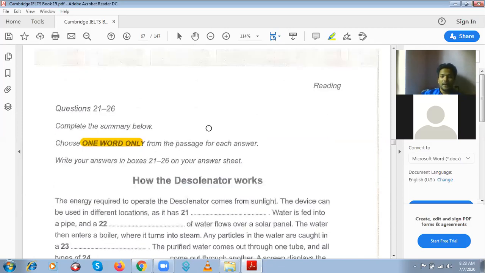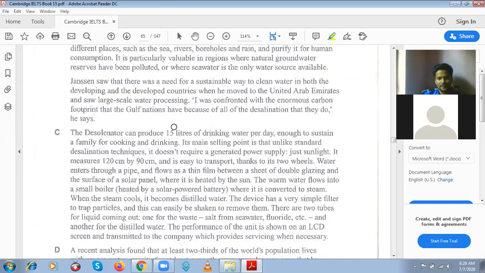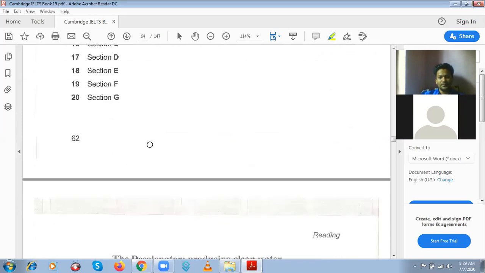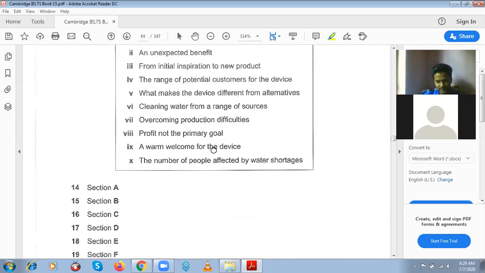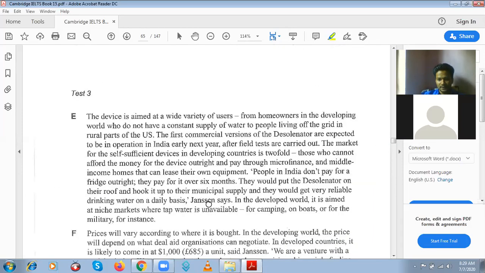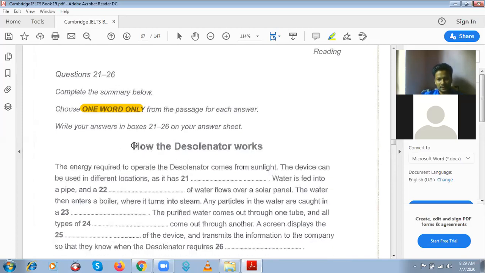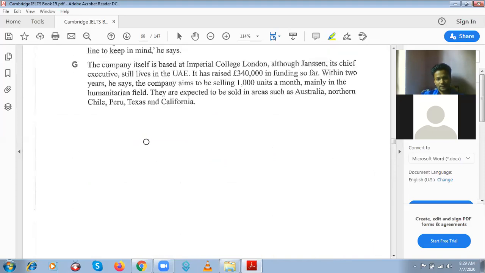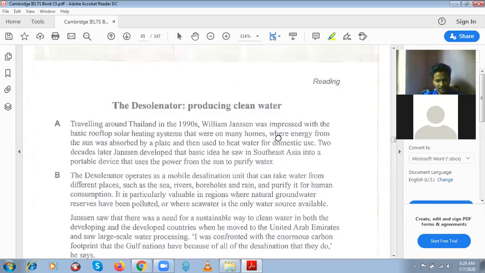And our method is the same. We'll read the first paragraph, and then choose the best heading for paragraph A from the list of headings. Then we'll go back to the other type of question, whether the question is taken or not. How does this desalinator work? This is the keyword. So we have to kill two birds with a single stone. We never repeat the paragraph.